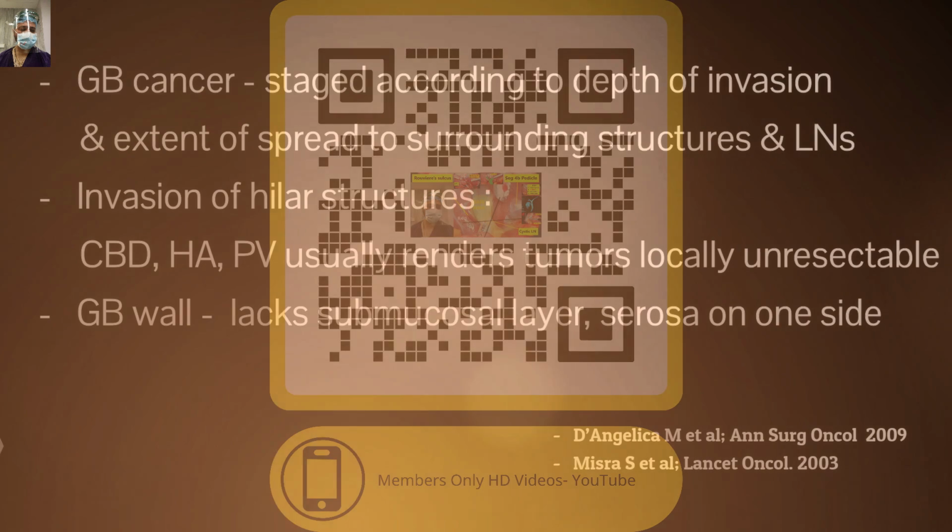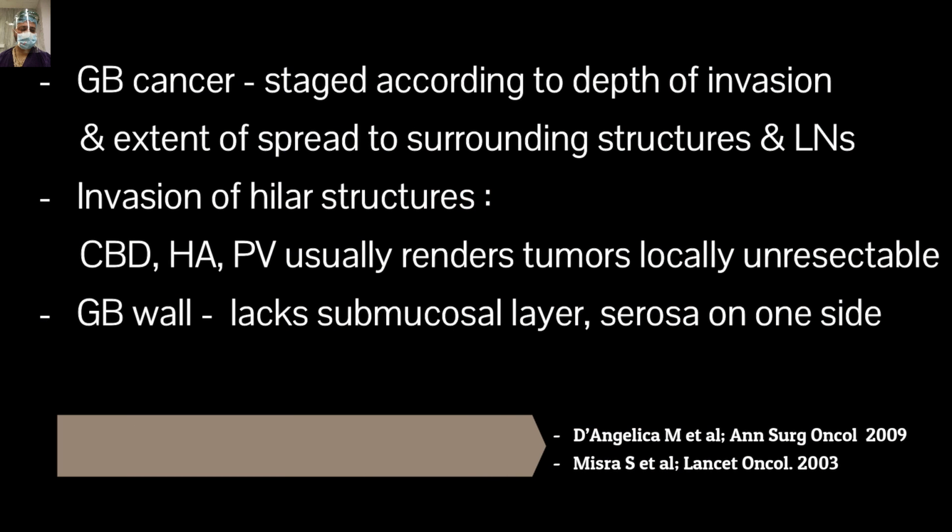So friends, gallbladder cancer is staged according to the depth of invasion of the GB wall and the extent of spread to the surrounding structures and lymph nodes. The invasion of the hilar structures, that is CBD, hepatic artery, portal vein, usually renders the tumor locally unresectable, or it will require a major surgery. And there is one peculiarity about the GB, that there is no submucosa. I don't think there is any other hollow viscous organ in the human body which lacks the submucosa. And if there is any, please do update me in the comment section.